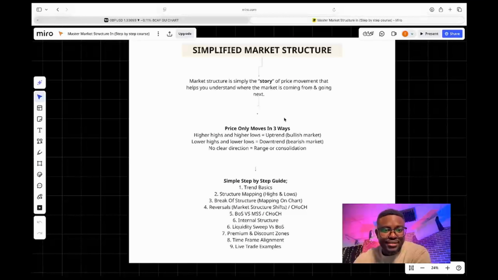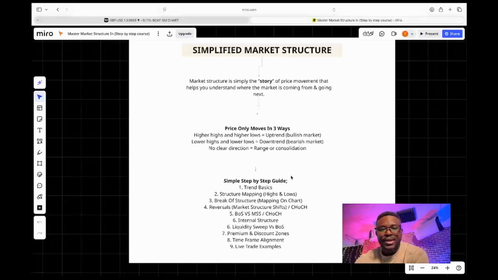Okay, cool. So, simplified market structure, and this is what we're going to talk about. First, I'm going to walk you through the theory part before we get on the charts. Market structure is very, very simple. Market structure is simply the story of price movement that helps you understand where the market is coming from and going to. Each candle in the market has a story to tell: open, bullish movement, bearish movement, consolidation, and close. And market structure is telling you the story behind every candle that you're looking at in the market.